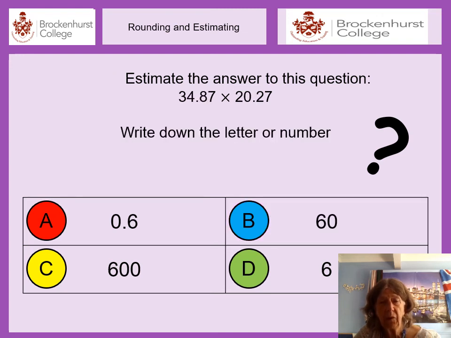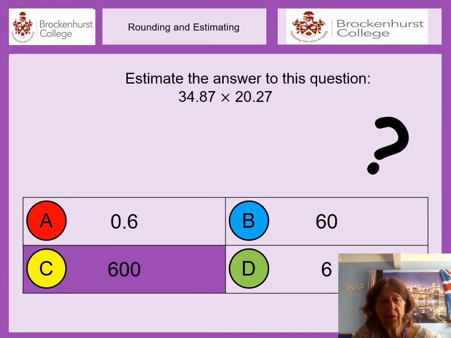Estimate the answer to this question. Write down the letter or number, pause the video, choose your letter. And then restart the video. The answer is 600, C. 34.87 to one significant figure is 30. 20.27 to one significant figure is 20. 30 times 20 is 600.